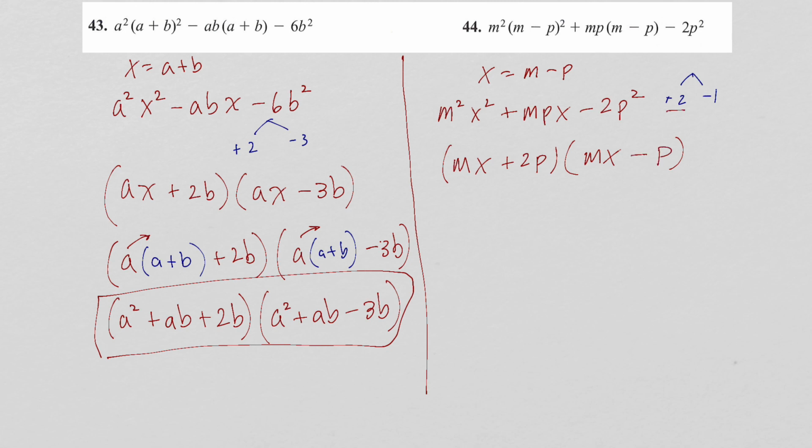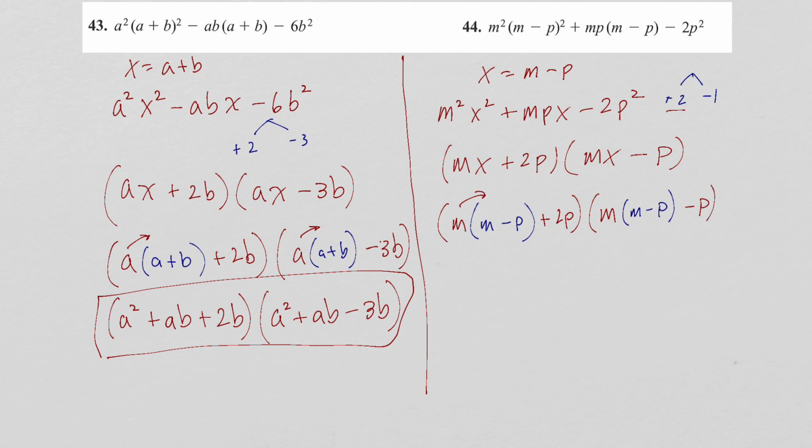All right, this would be the answer except there's no x. I have to replace this x with m minus p. So I have m times our x, which is m minus p, plus 2p times m times our x, which is m minus p, minus p.